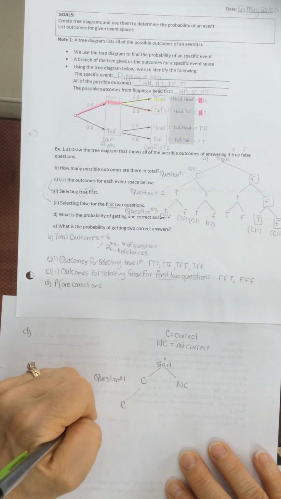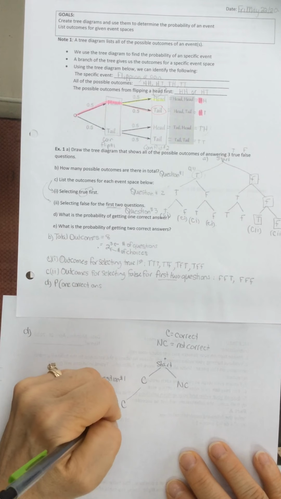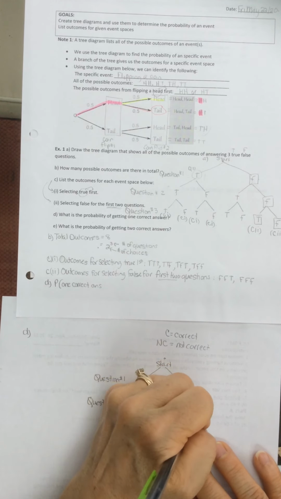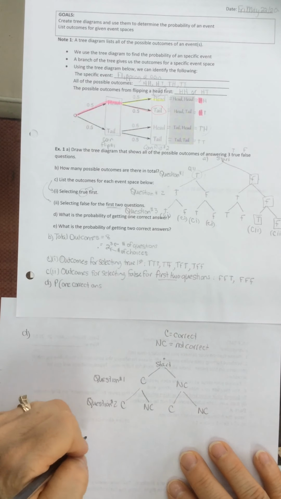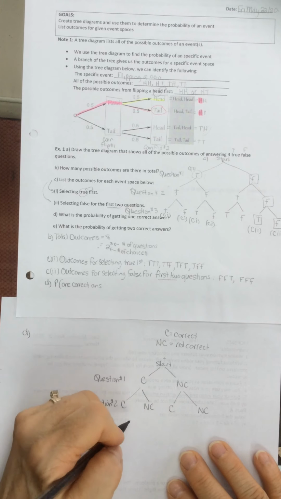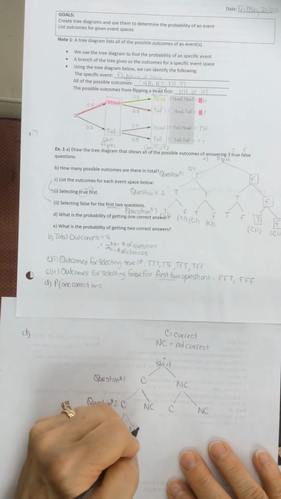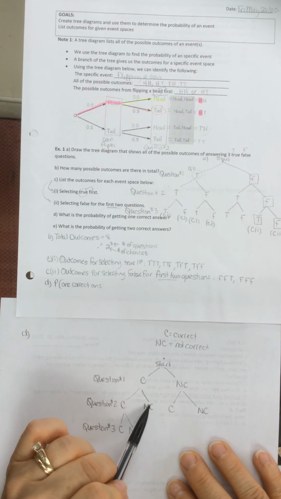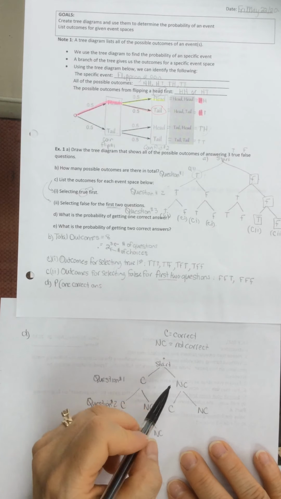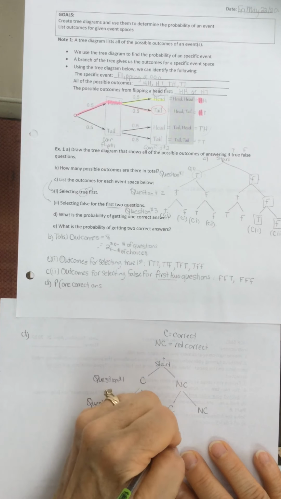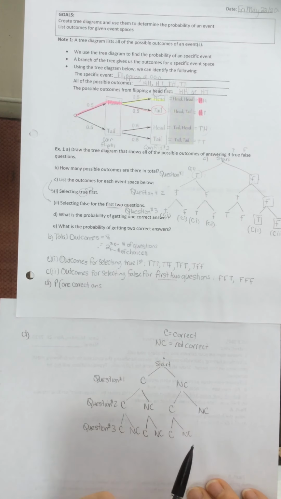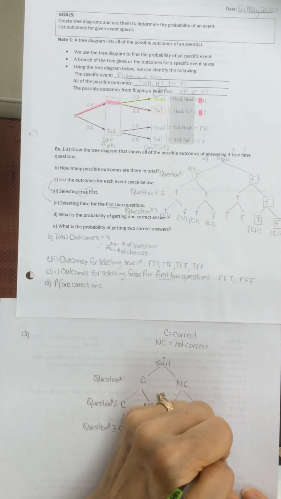I could be correct in question two, not correct. But it follows after being not correct, I could be correct in question two, and also I could also be not correct in question two. Question three, after being correct and correct in question one and two, I could be correct in question three, but I could also be not correct in question three. After being correct and not correct in question one and question two, I could be correct in question three, but I could also be not correct in question three. After being not correct in question one and correct in question two, I could be correct in question three or not correct in question three. After not being correct in question one and not correct in question two, I could be correct in question three or not correct in question three.